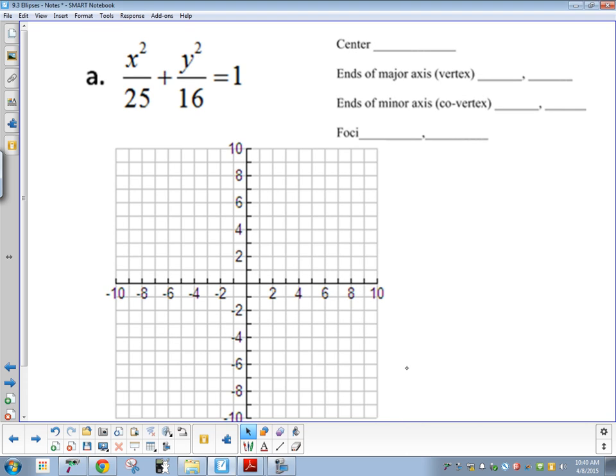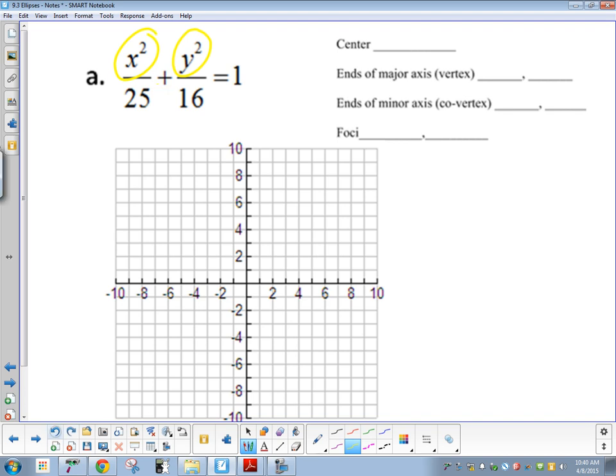So, number one here, the basics of an ellipse. I look at this and I can tell it's an ellipse. How is this different than a parabola? Both x is squared and y is squared. They're both squared. Okay? That tells me it's an ellipse, along with the fact that it's a plus sign, but we'll get to that later.